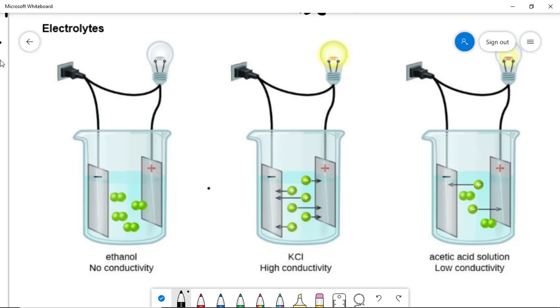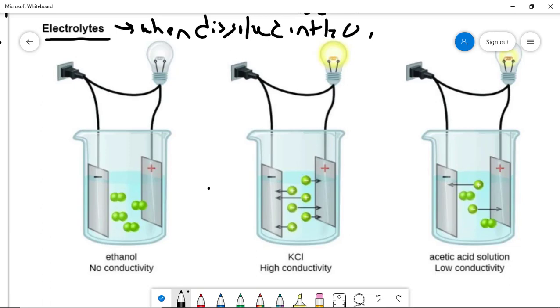Now, we can do more to categorize different things. Again, scientists love to put things in categories. Think about the classification system of organisms: kingdom, phylum, class, order, family, genus, species. Chemists like to do that as well. One thing we do is categorize stuff into electrolytes, and these are things that, when dissolved in water, conduct electricity.